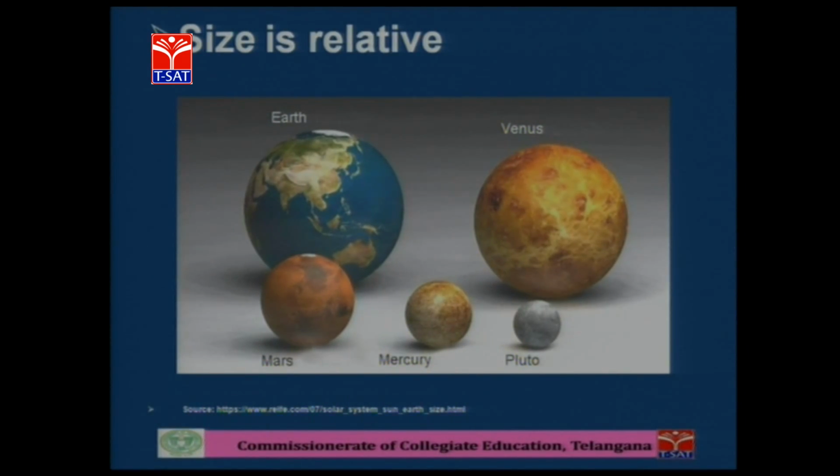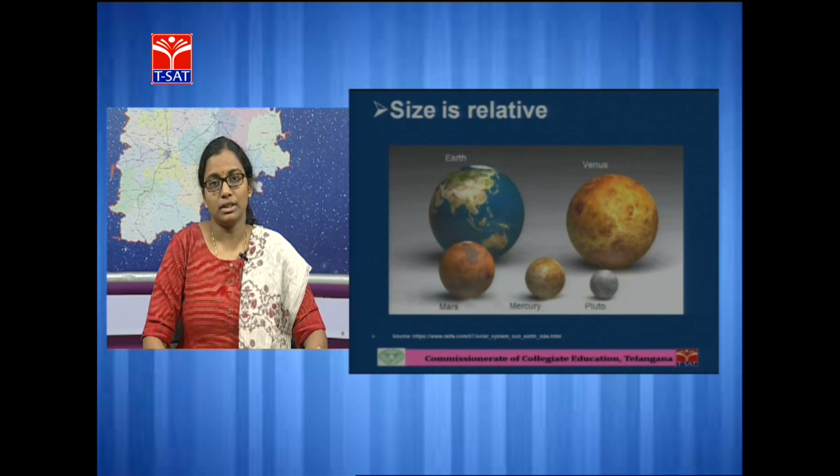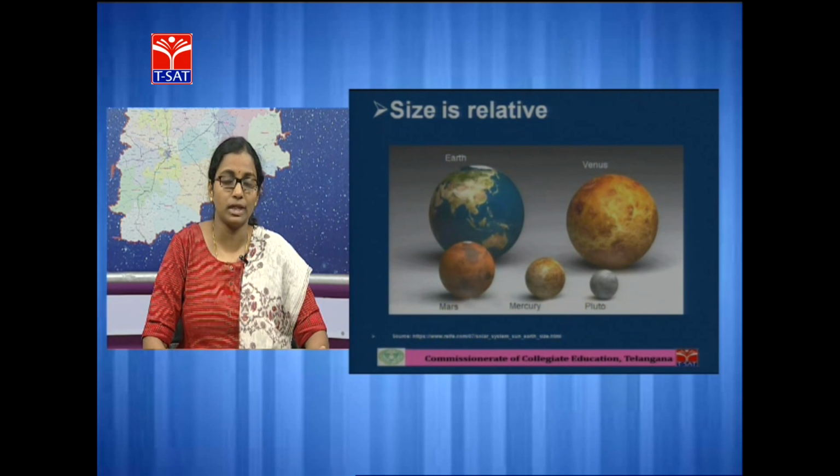Now we shall come to size. Size is also a property which we can say is relative. Looking at the slide, I have placed our planet Earth, and Venus, Mars, Mercury and Pluto. When we compare the sizes of these planets, Venus comes next to the Earth. Venus is of lesser size than Earth, but of more size than Mars. Compared to the other planets, Venus is larger than the other 3 planets except Earth. I am just pointing it out in this figure. So size is also relative.